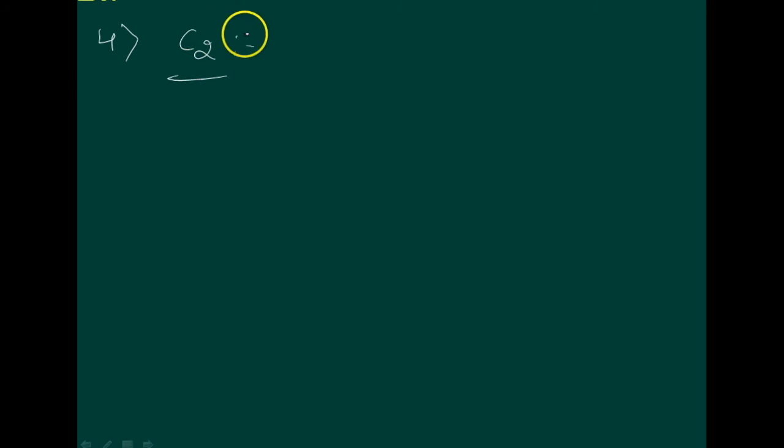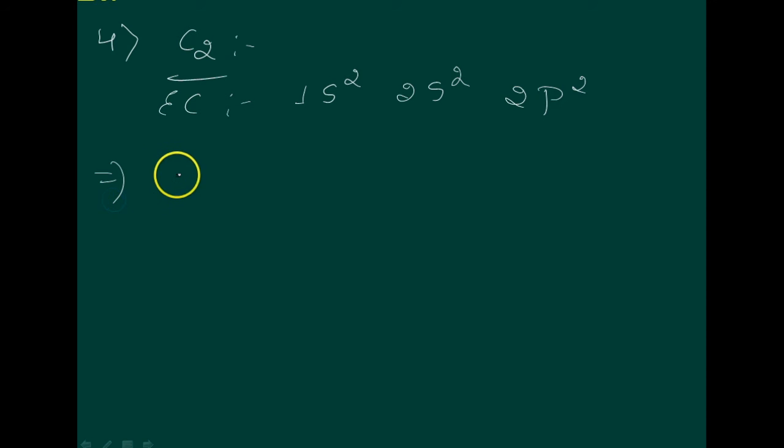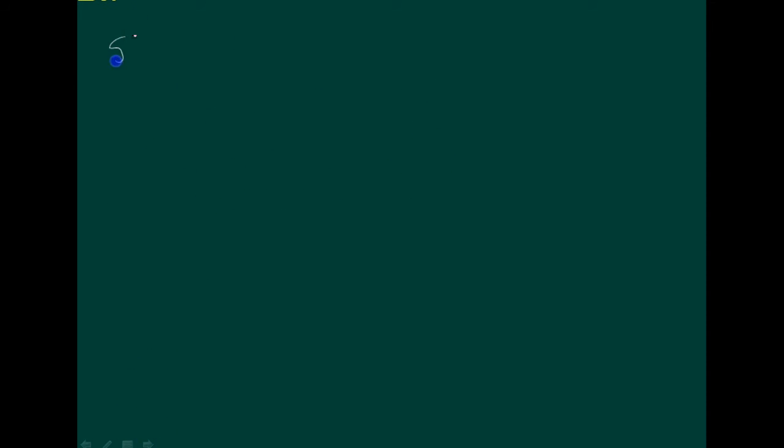Next, the fourth one, the carbon molecule. The electronic configuration of the carbon molecule is 1s square, 2s square, 2p square. It is diamagnetic in nature, and it consists of both pi bonds because of the presence of 4 electrons in 2 pi molecular orbitals.